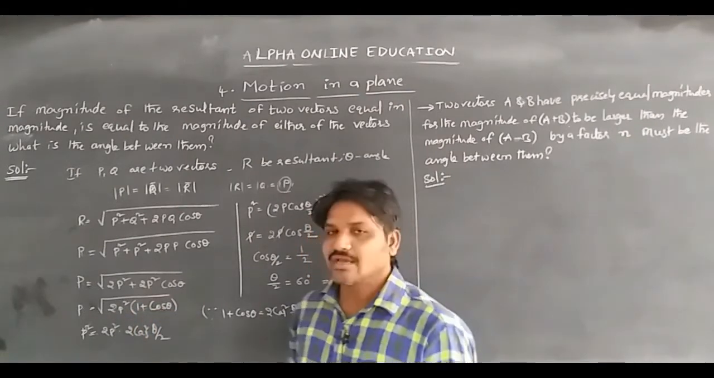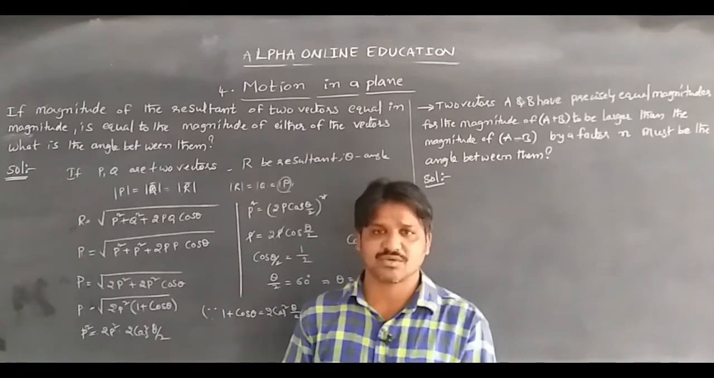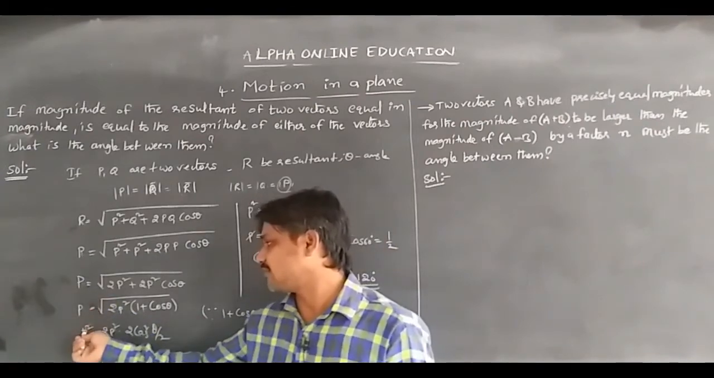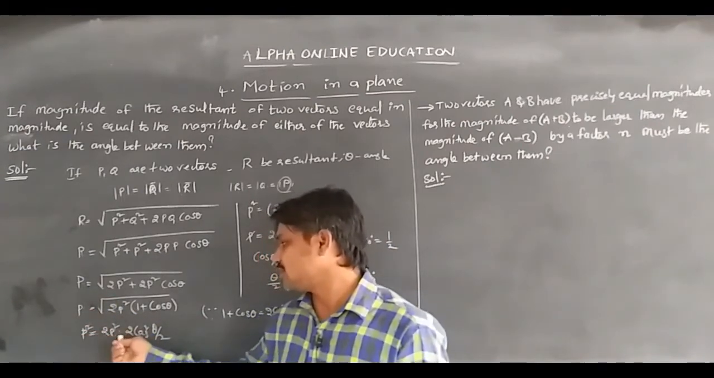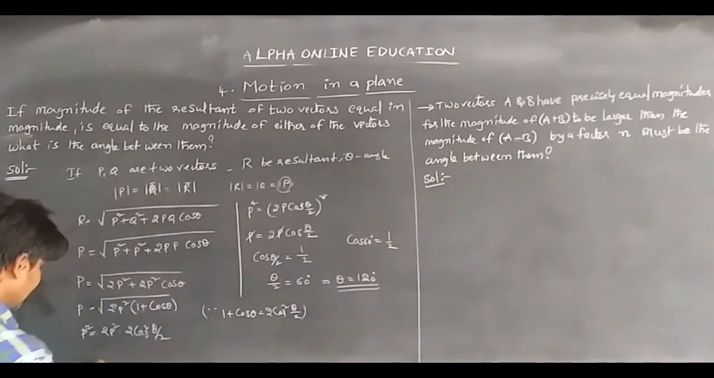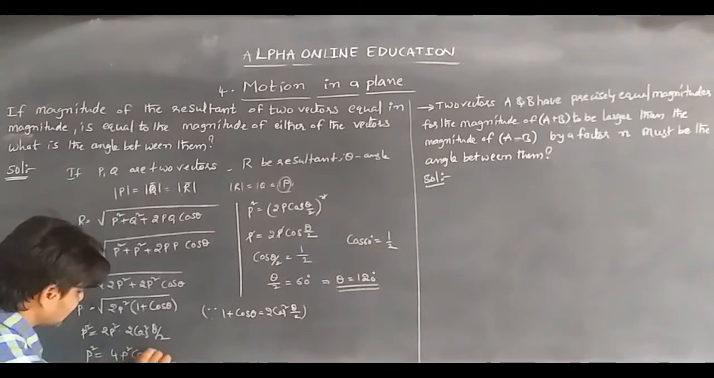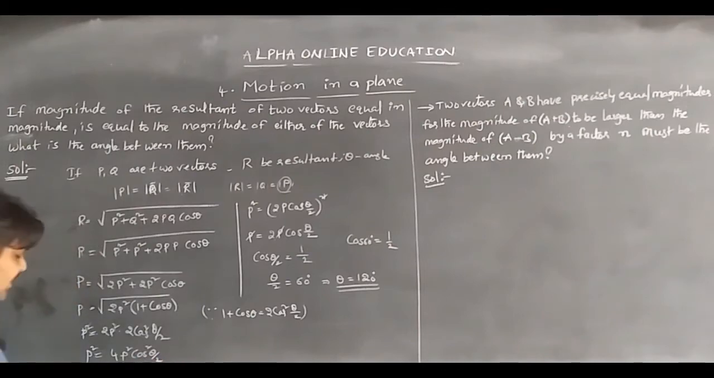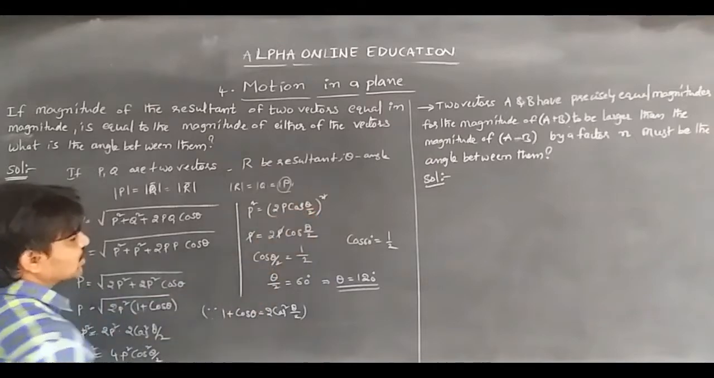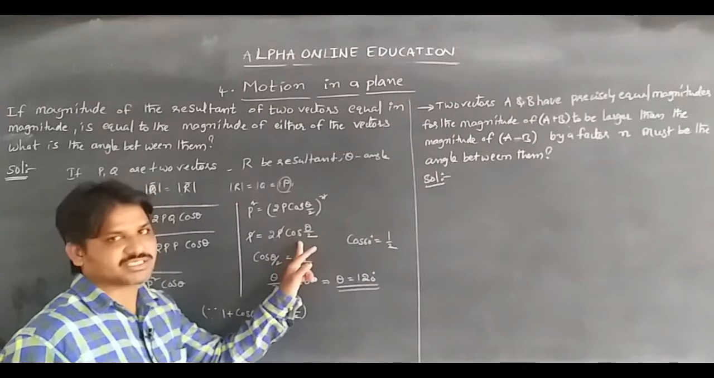From the mathematical formula, 1 plus cos theta is equal to 2 cos square theta by 2. We substitute that equation, then we get P square. Whenever the square root is taken to this side, it becomes P square is equal to 2P square into 2 cos square theta by 2. This becomes P square is equal to 4P square cos square theta by 2. We can write 4P square cos square theta by 2 as 2P cos theta by 2 whole square. So the squares get cancelled, then P is equal to 2P cos theta by 2.